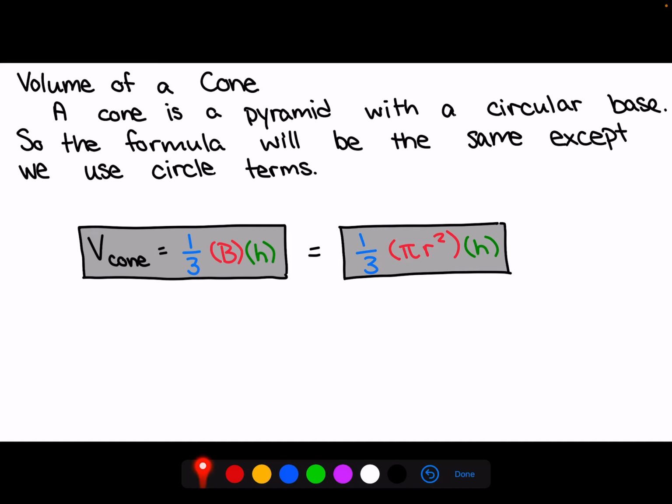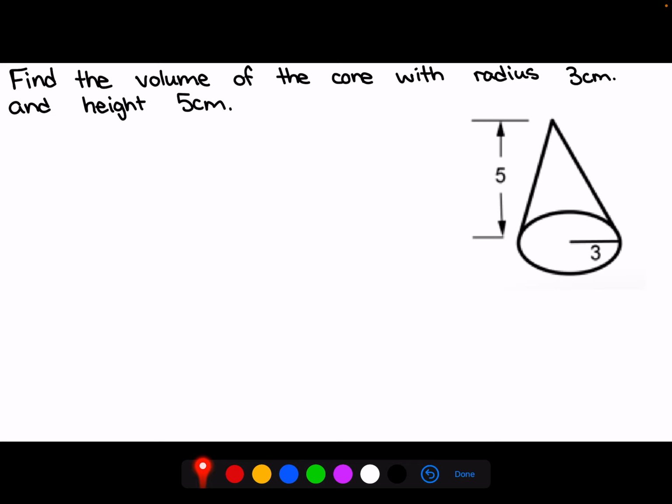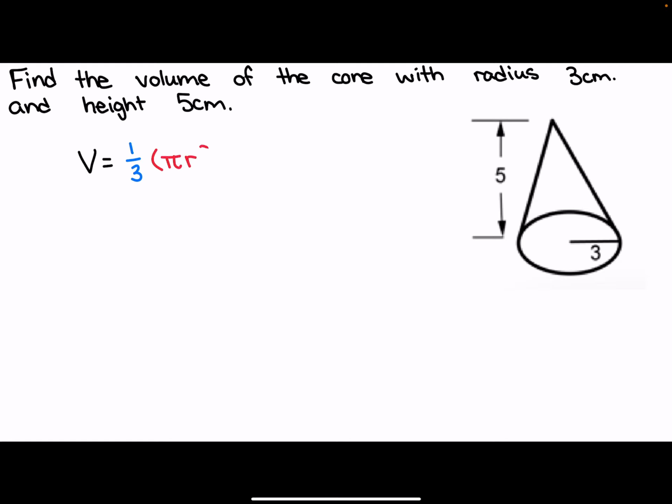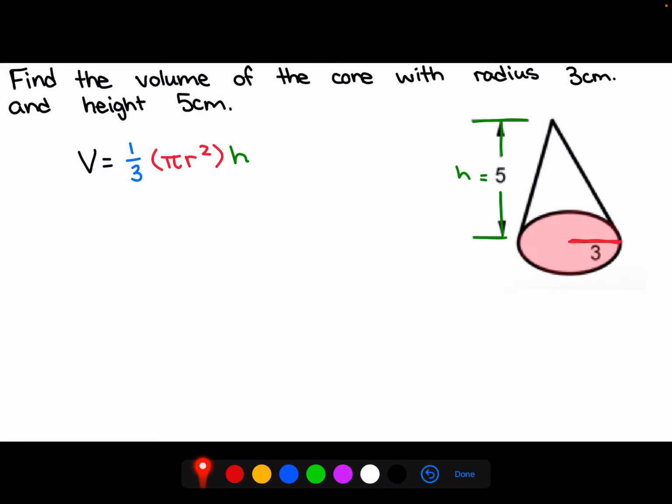Let's go ahead and use this equation to solve for a couple cones. We want to find the volume of a cone with a radius of 3 centimeters and a height of 5 centimeters. So they already gave me the radius and the height, and that's all I need for the volume formula. So volume is equal to 1/3 times pi r squared times height.